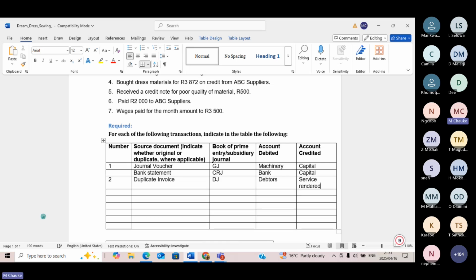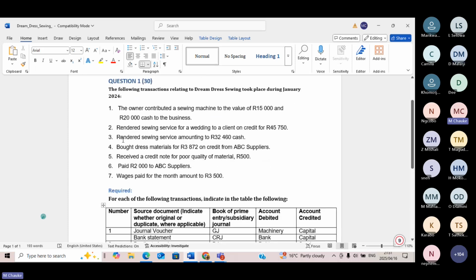Are you guys following? Are you guys still there? Can I move to transaction number 3? Do you guys understand transaction number 2? Hello? Do I still have people here? Yes. Okay.